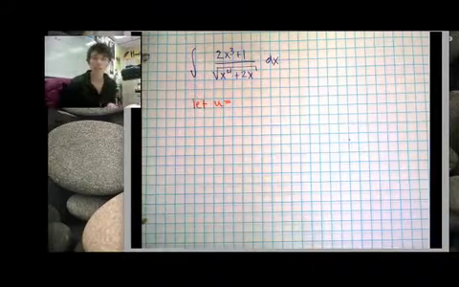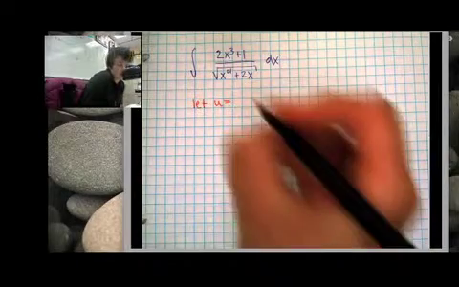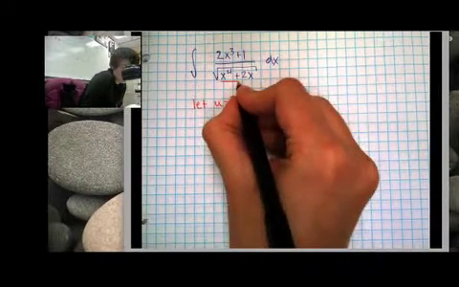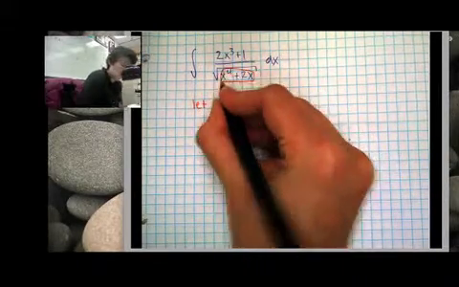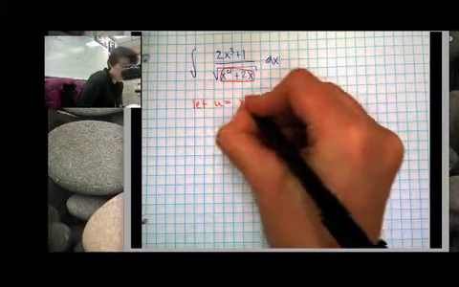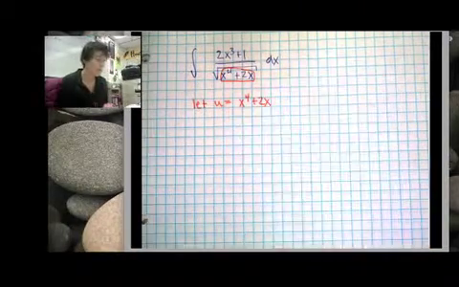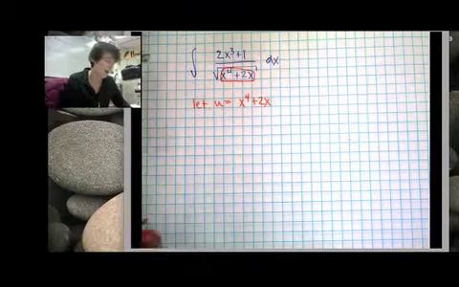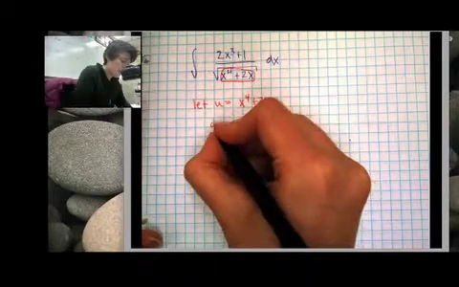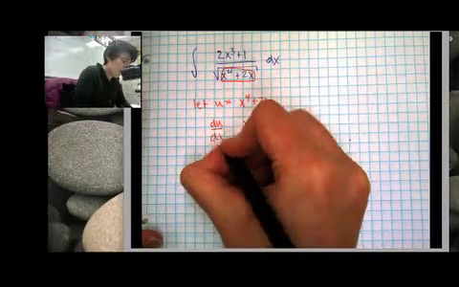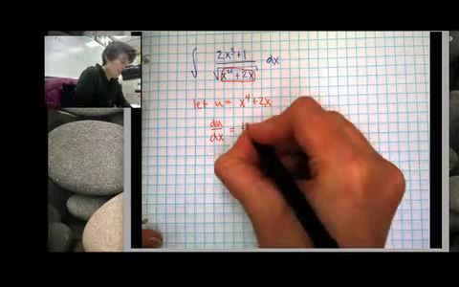And just looking at this, my initial instinct is to use this bottom piece right here. Let's let u be x to the 4th plus 2x. Next step is to derive. So I'm going to get du dx equals 4x to the 3rd plus 2.